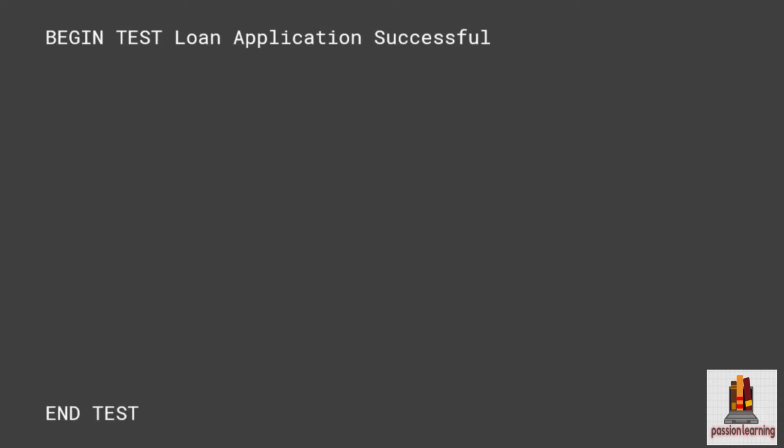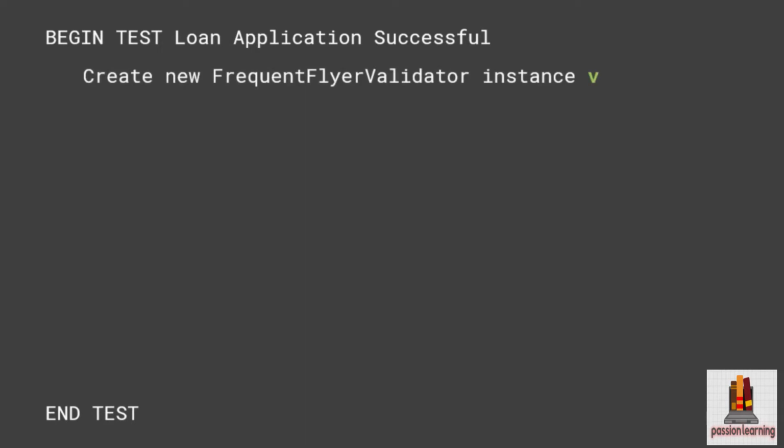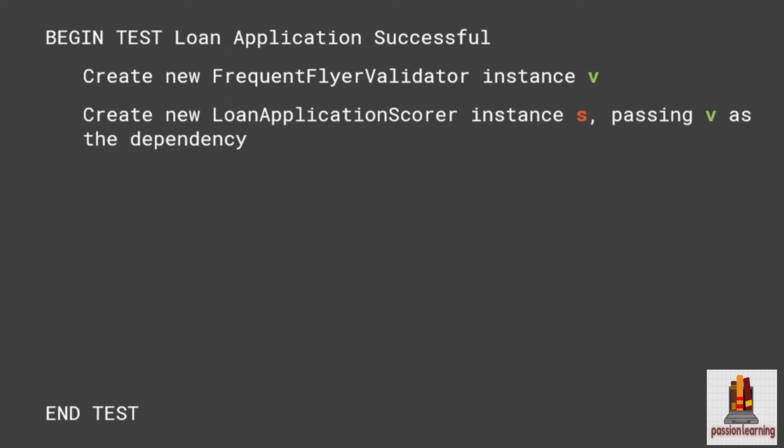If we have a look at some pseudocode here, we'll start off with the beginning and ending of the test, and we're calling this test Loan Application Successful. This test is going to involve two different classes. First off, we're going to create a new instance of a FrequentFlyerValidator, and we're just going to call this instance V. We're then going to create a new Loan Application Scorer instance, we'll call this S, and this Loan Application Scorer requires a FrequentFlyerValidator to be able to do its work. So we'll pass in the instance V of our FrequentFlyerValidator.